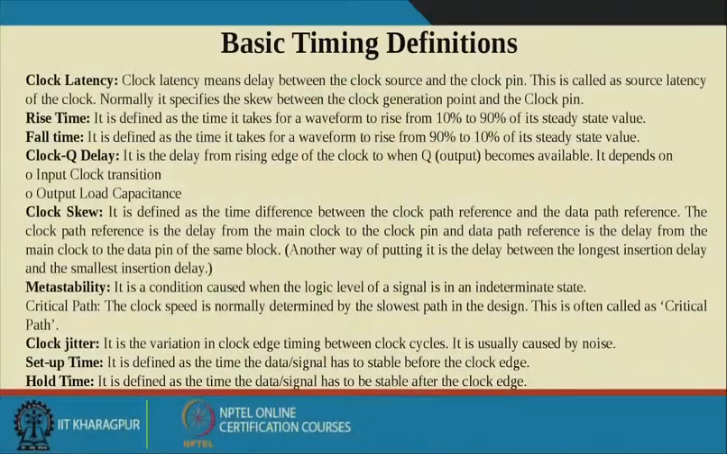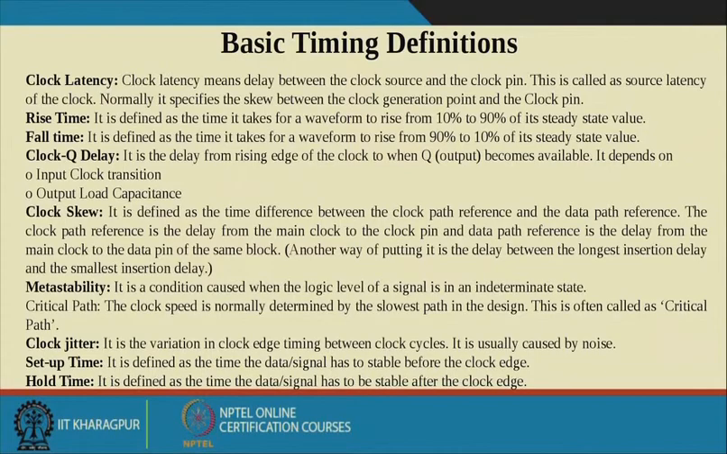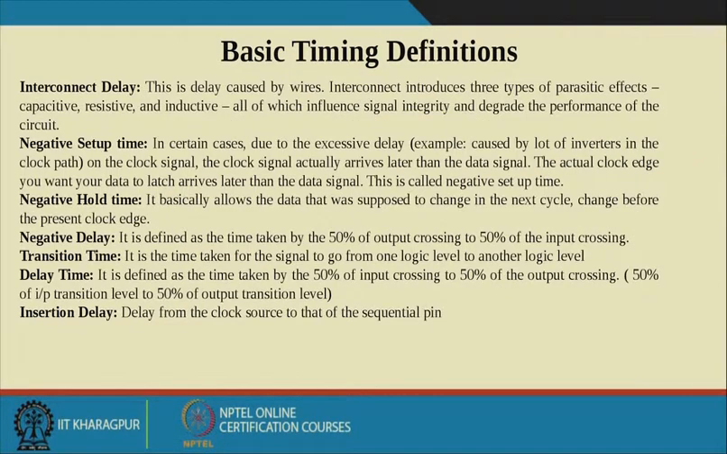Then, what is clock jitter? Clock jitter is the variation in clock edge timing between clock cycles. It is usually caused by noise. It may happen that when the clock source comes to the pin, each of the clock pulses is not the same. There is a little difference between each of the clock pulses coming in a row. That difference is known as clock jitter. And then setup time and hold time, we have already seen the definitions.